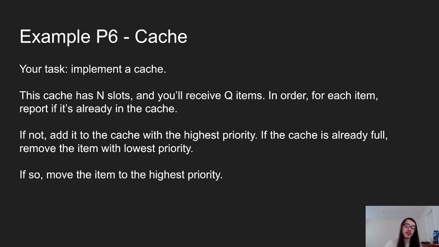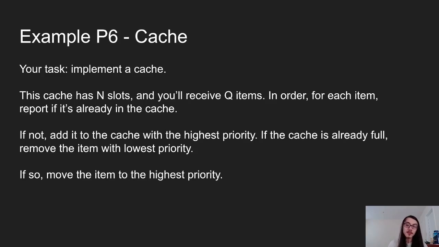And if it is already in the cache, then you should move it to the front of the cache at the highest priority, since again, you just accessed it, so it should have the highest priority. And if the cache is full once you add an item, once you have all n slots, you should remove the item at the back of the cache, which would be the one with the lowest priority. That's why priorities matter. So pause and try to code this.